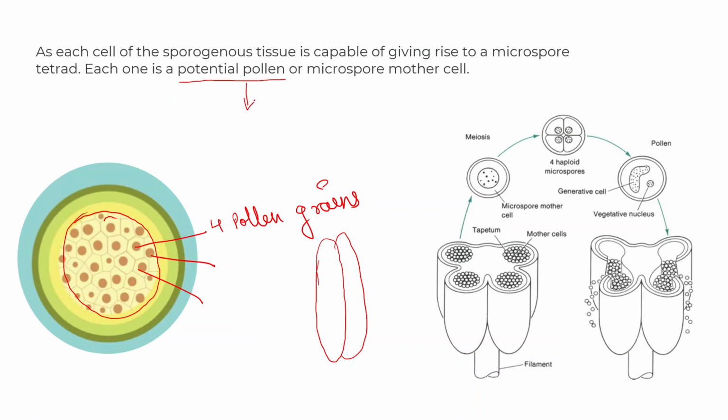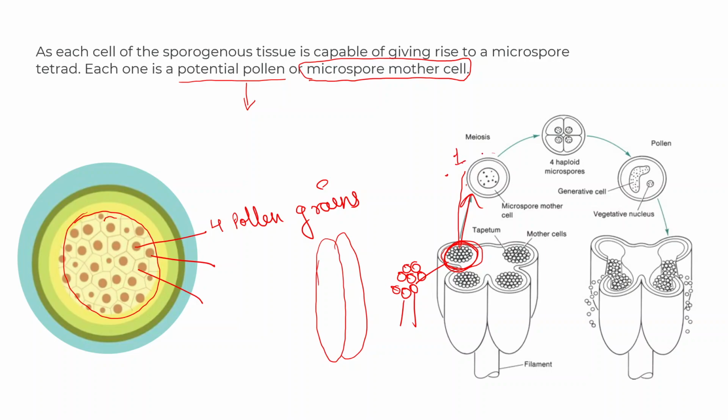Now this question comes in the exam: what is potential pollen? We call this sporogenous tissue potential pollen because it has the potential to develop into a pollen grain, or we could also call it microspore mother cell. You could see here, this complete thing is sporogenous tissue made up of little cells, and this one cell is showing here. This is only one cell, not the whole tissue.